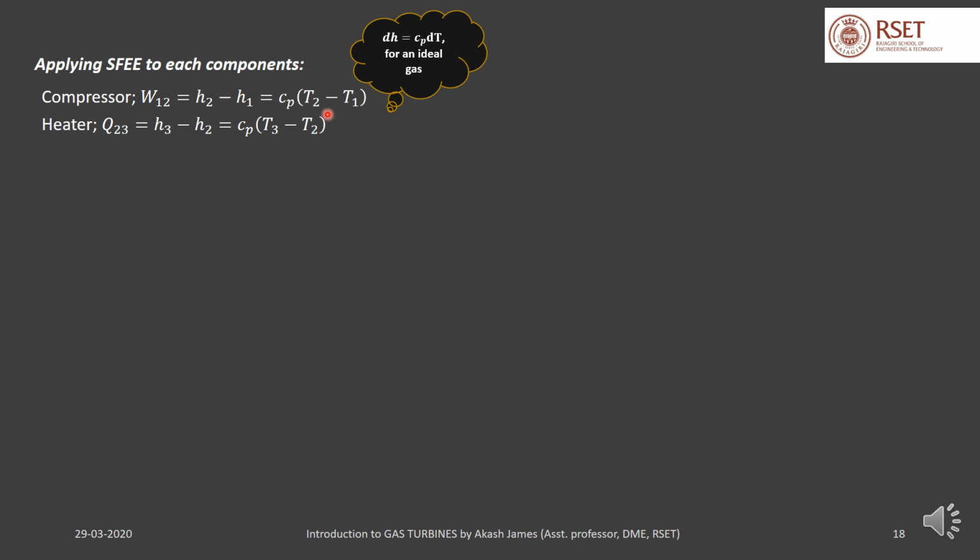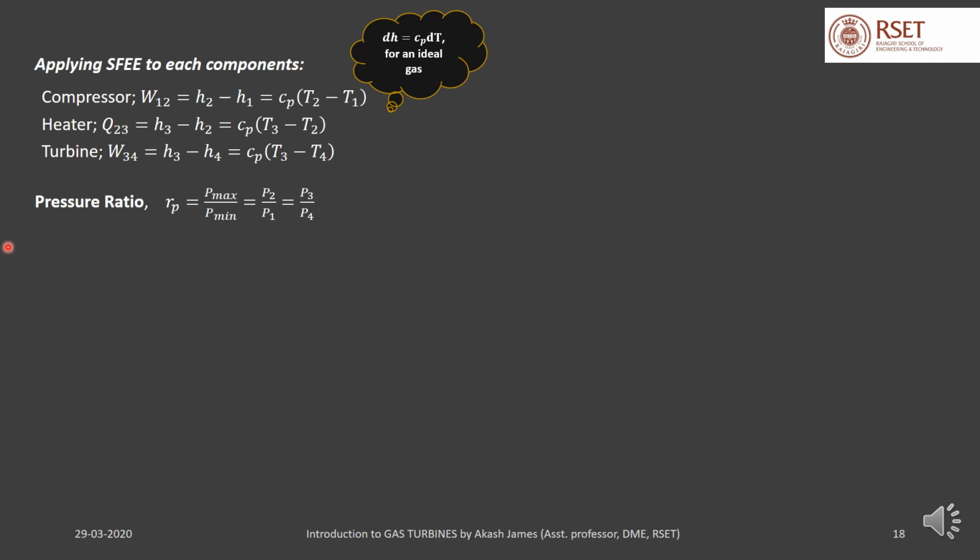When you apply the steady flow energy equation to the heater, you obtain the heat input per unit mass, that is Q23, as a change in enthalpy during that process. It can also be written as Cp times delta T. Similarly, the work output per unit mass in the turbine, W34, can also be written as a change in enthalpy during that process. It can also be expressed as Cp times delta T.